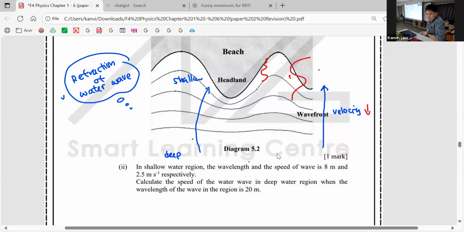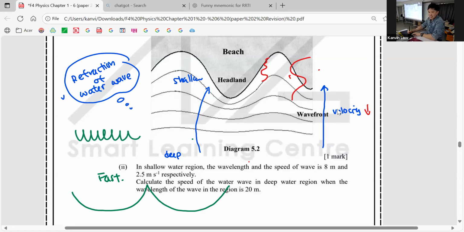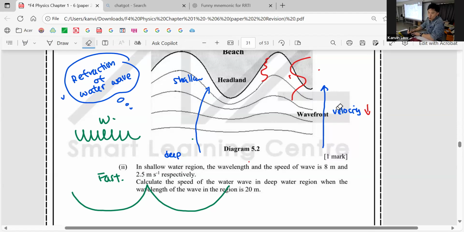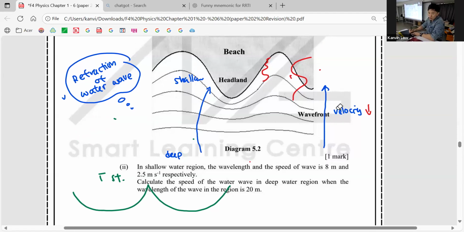Velocity decreases, the bigger the wave. No, if the wavelength increases, the velocity decreases. Wavelength increase means this is fast. Just imagine a tsunami, wouldn't it be like that? So this is slow. So wavelength short means slow. Wavelength long is fast. We say this as long or short.